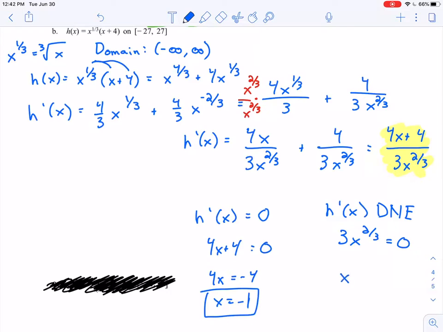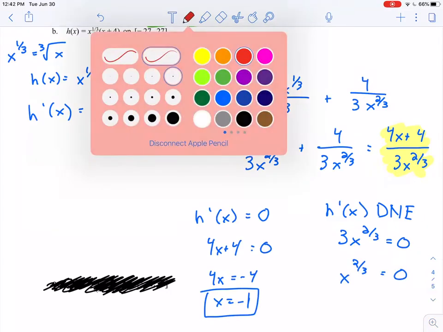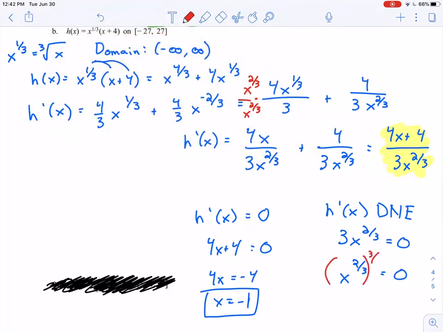Dividing by 3 gives x to the 2/3 is equal to 0. And if I wanted to solve this equation, I would actually have to raise each side to the 3/2 power. But 0 to any finite power here will just be still 0, so I have x equals 0. Again, the domain we said negative infinity to positive infinity, that's not going to be a problem. 0 also lies in our interval of negative 27 to positive 27, so it looks like we're all good to go. We have our two critical numbers, negative 1 and 0.